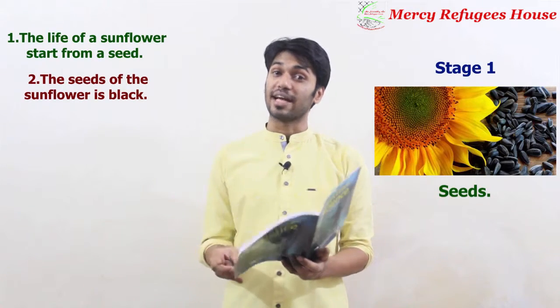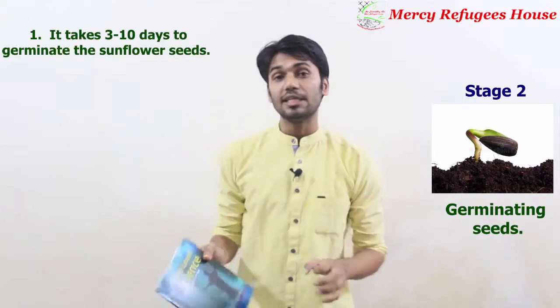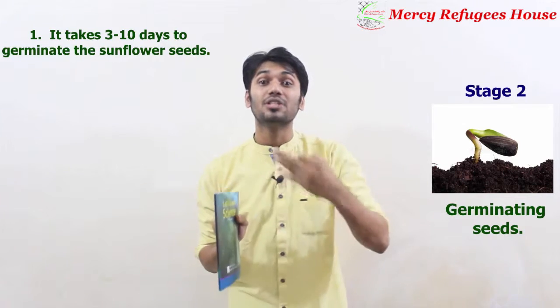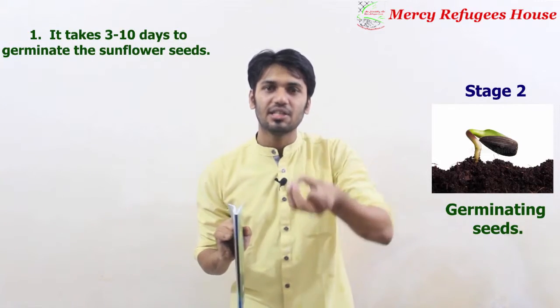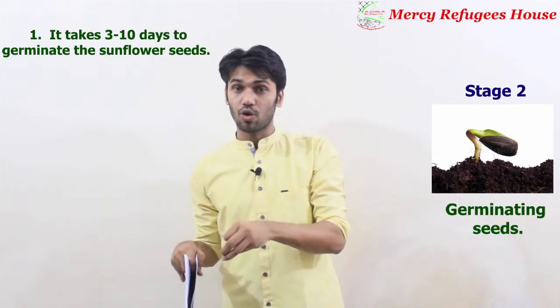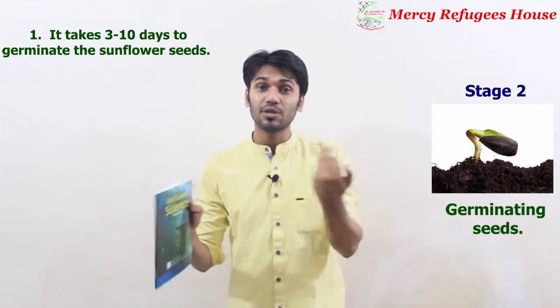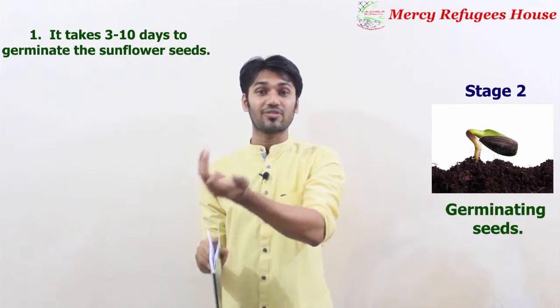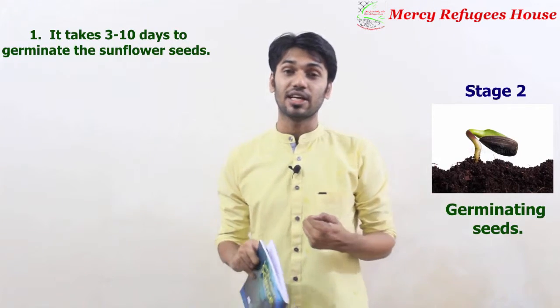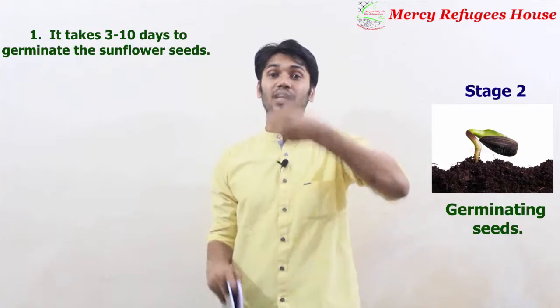Now go to the next one. The second stage is germinating seeds. Once we put the seed on the soil, it takes around 3 to 10 days to germinate. That means after you put the seeds on the soil, it takes 3 days or sometimes 10 days. Some will take 4, some will take 5, 6, 7, 8, 9, 10. And within these 10 days, the germinating seeds will come out.